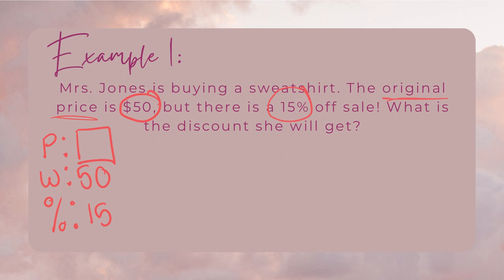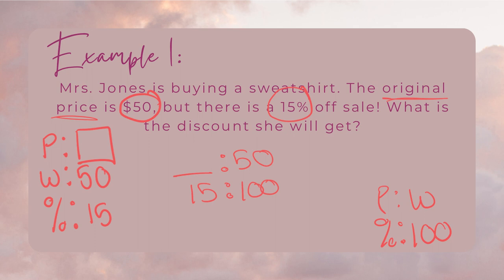And the way we figure that out is by using equivalent ratios. The ratios that you want to set up always look like this: part to whole, percent to 100. And whatever you don't know, you just leave blank so you can figure it out. So the part we don't know, so we leave blank, and the whole is 50. The percent is 15, and 100 always goes here.